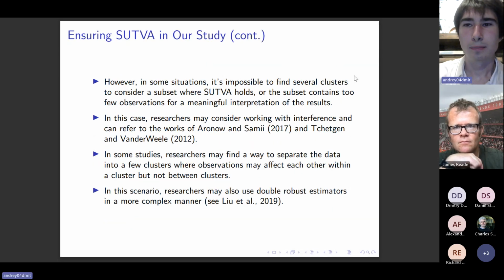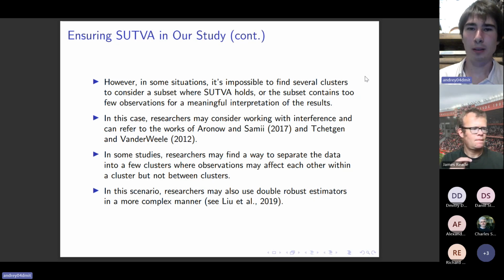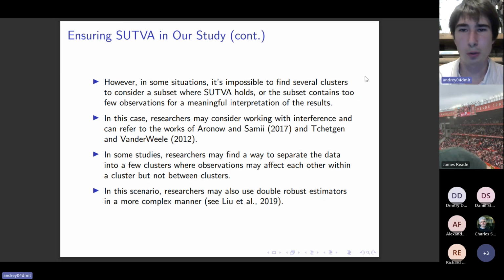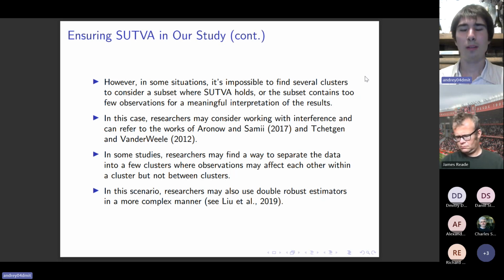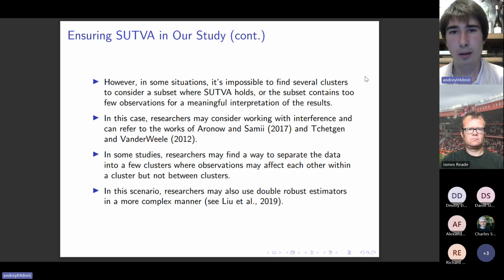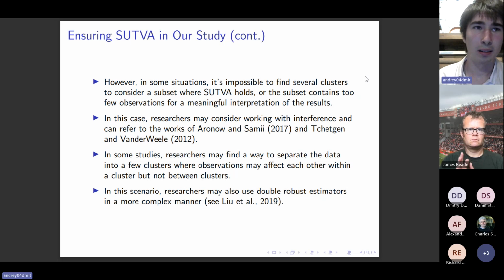Okay. So, however, in some situations, it's impossible to find several clusters to consider a subset where SUTVA holds, or the subset contains too few observations for a meaningful interpretation of the results. So in this case, researchers may consider working with interference and can refer to the works of Aronow and Samii and Tchetgen Tchetgen and VanderWeele. I hope I don't pronounce them wrong. In some studies, researchers may find a way to separate the data into a few clusters, where observations may affect each other within a cluster, but not between clusters. In these scenarios, researchers may also use double robust estimators in a more complex manner. And a small spoiler, in our study, we also use a double robust estimator, AIPW, but not in a more complex manner, because we found a way to make this subset where there are enough observations to conduct a causal inference study.